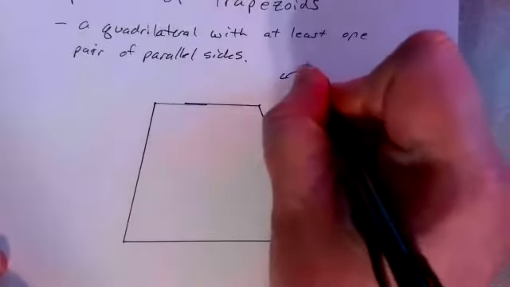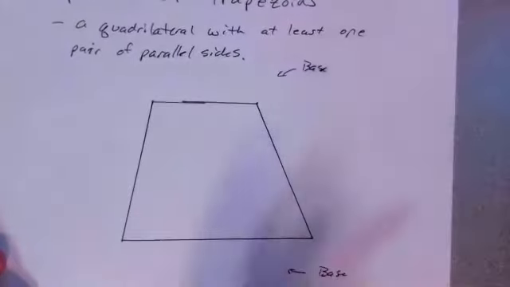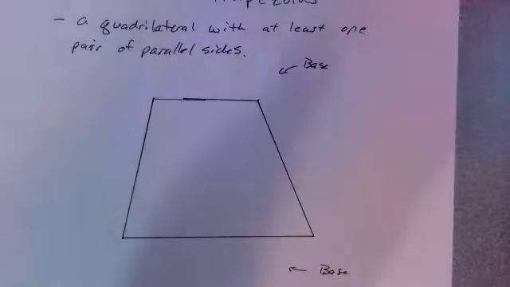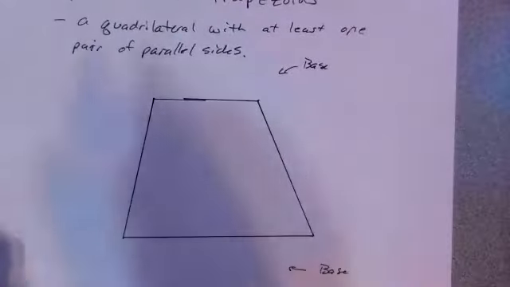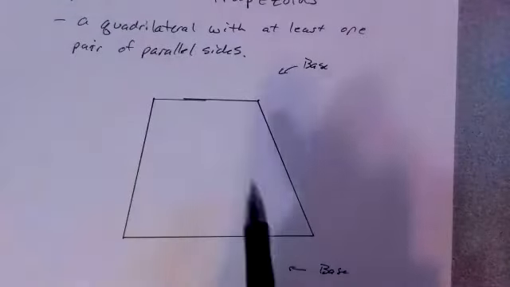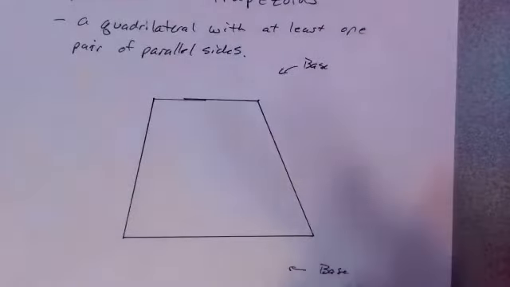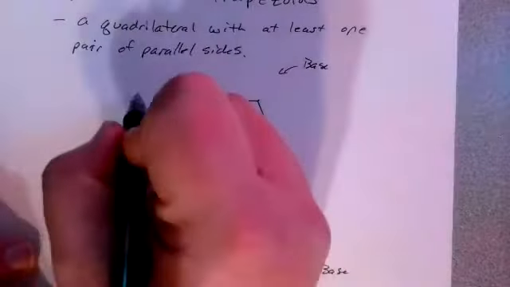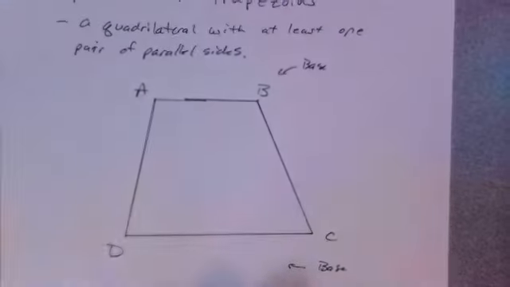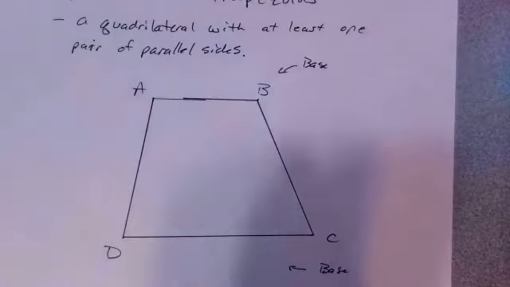So here, this is one base, and here, this is another base, right? So we have the two bases. The parallel sides would be considered the bases. The non-parallel sides of what I would call an irregular or scalene trapezoid are just considered the sides. So we have bases and sides, right? And we could label this thing A, B, C, D. Okay, so because of the properties of a trapezoid, right?